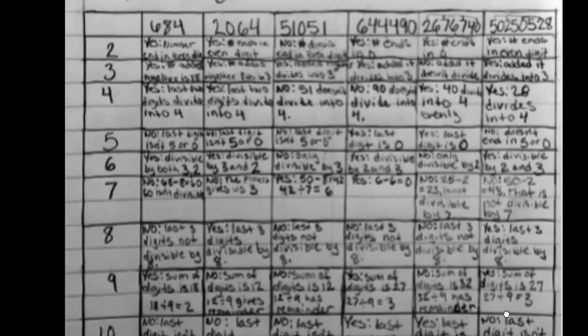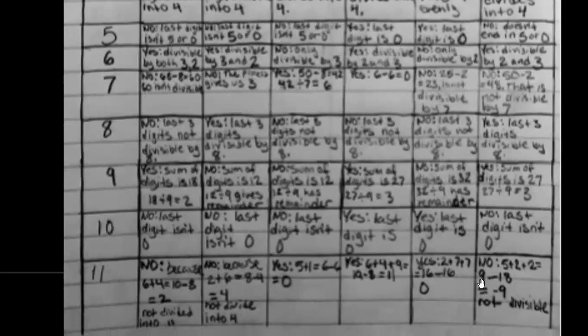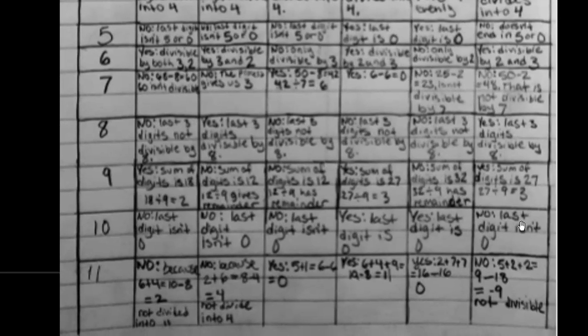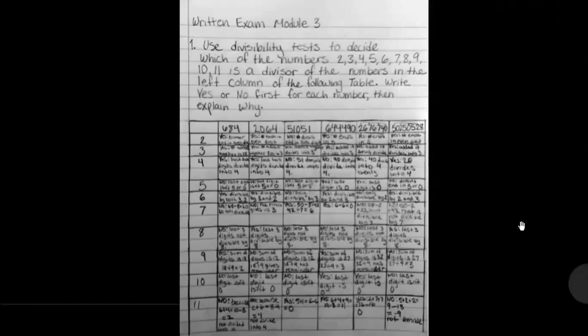And the last one is no, because 5 plus 2 plus 0 plus 2, and then minus 0 plus 5 plus 5 plus 8. Let's see. It's 9 minus 18, and that is going to give you a negative 9, so it is not divisible. And that, my friends, is why we got that answer.